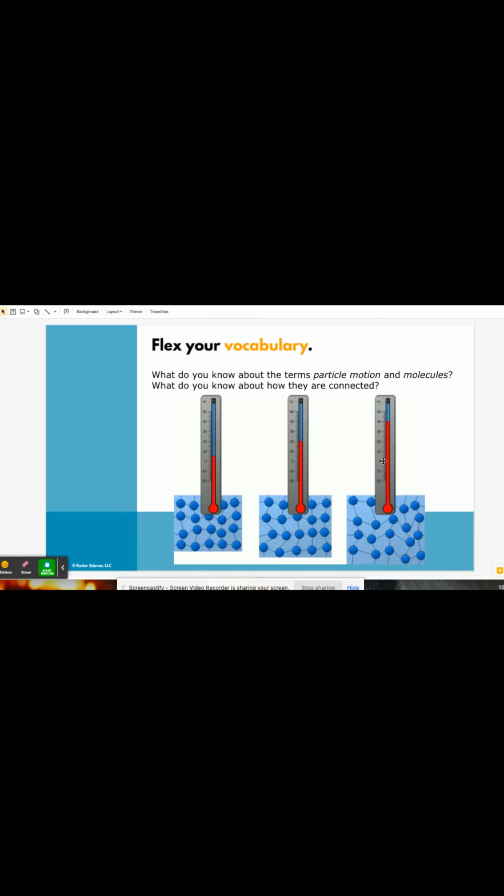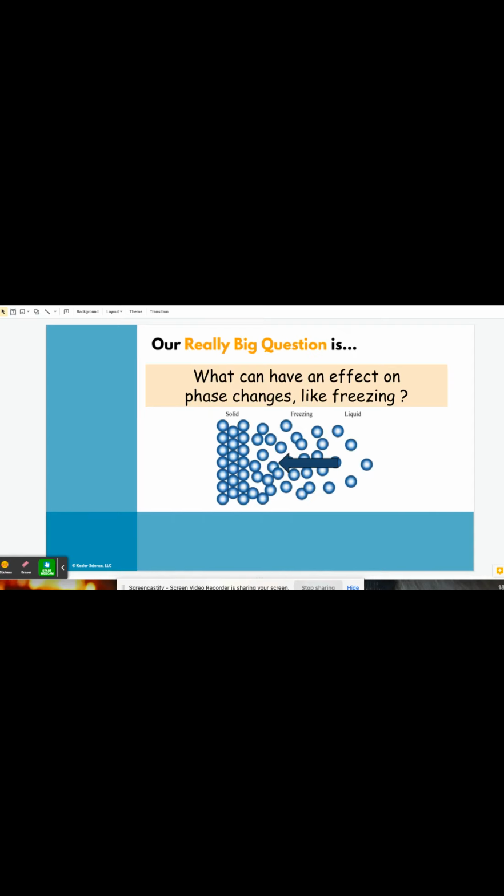Notice the difference in temperature and the difference in particle motion. Remember, temperature is the measure of average kinetic energy of the particles in a system. The question we're going to be studying: what can have an effect on phase changes like freezing? You might have some ideas, but there might be some new things too.